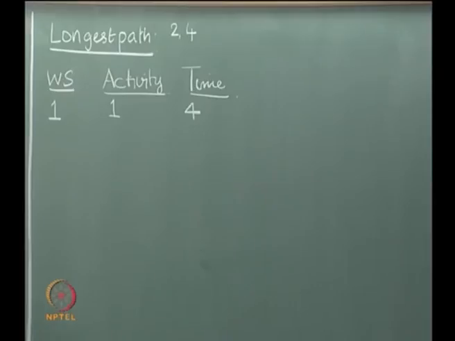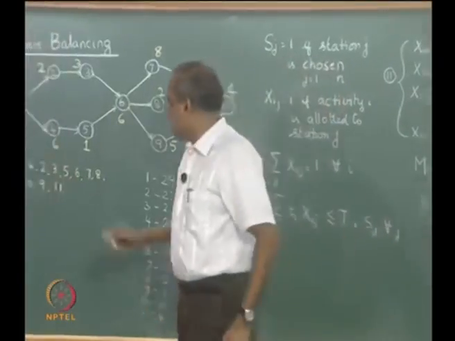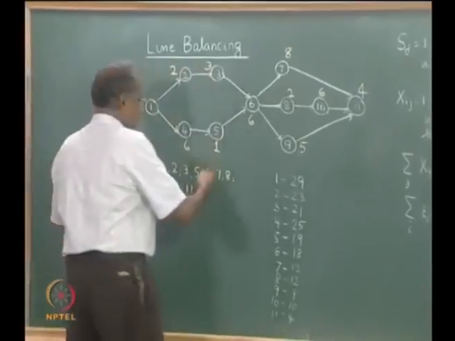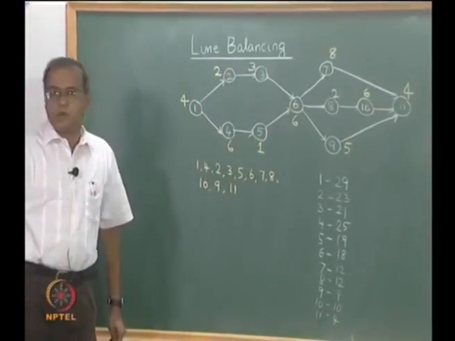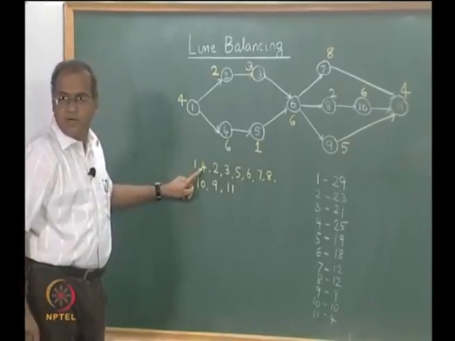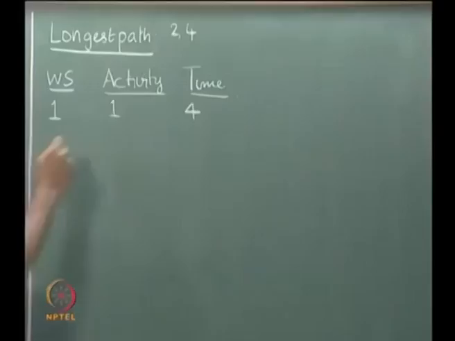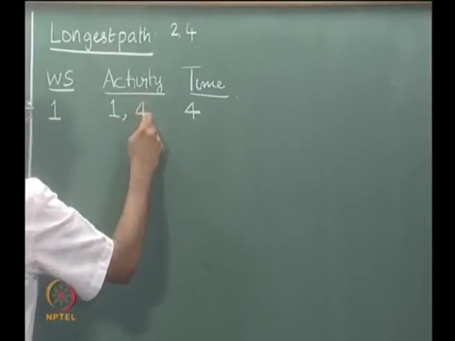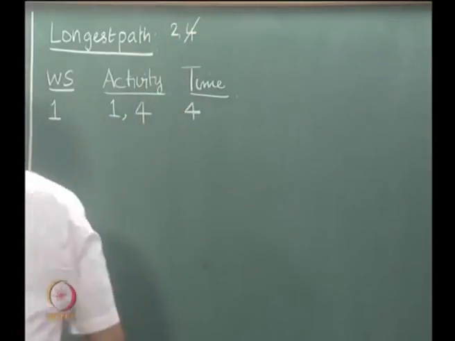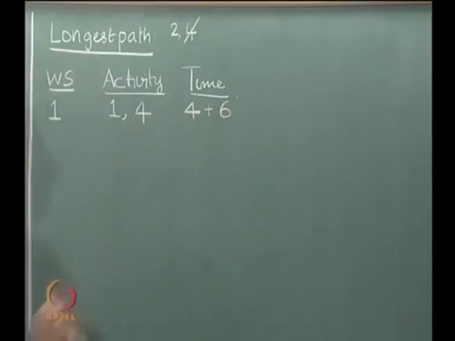Earlier we chose the activity based on shortest processing time. Now, we will choose the activity based on which one appears early in this order. So, between 2 and 4 you realize that 4 appears earlier than 2. So, we choose 4. So, activity 1 followed by activity 4. 4 requires time equal to 6. So, 4 plus 6.